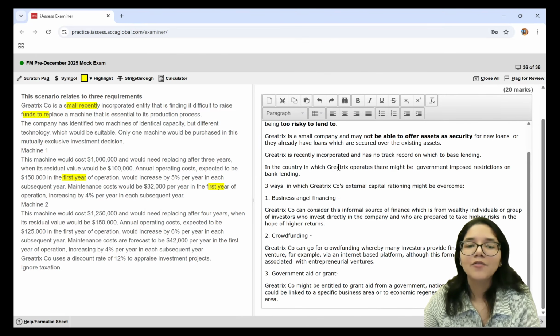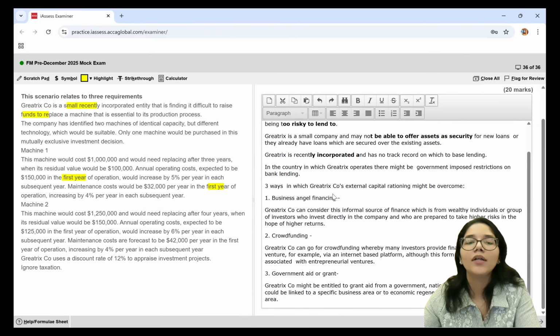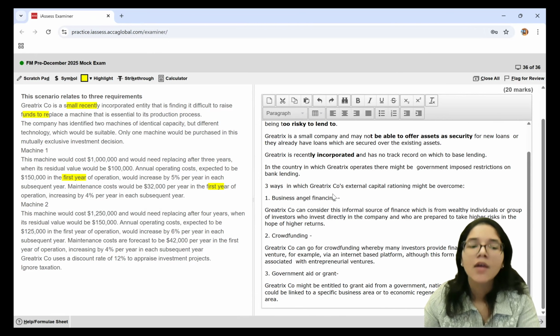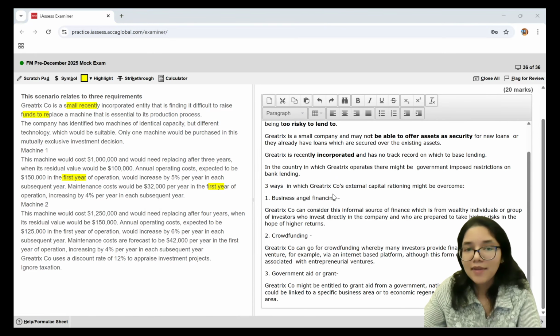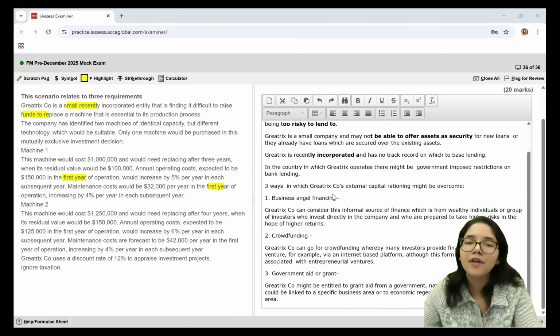Another reason why they can find it hard could be because they have recently incorporated the company. That means I do not have any past credit history. So if the bank cannot see my past credit history, again, how will they decide whether I am even worthy of giving the loan or not?